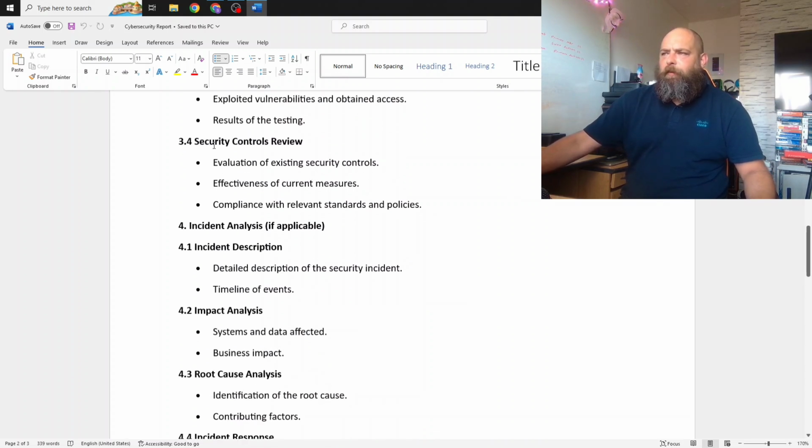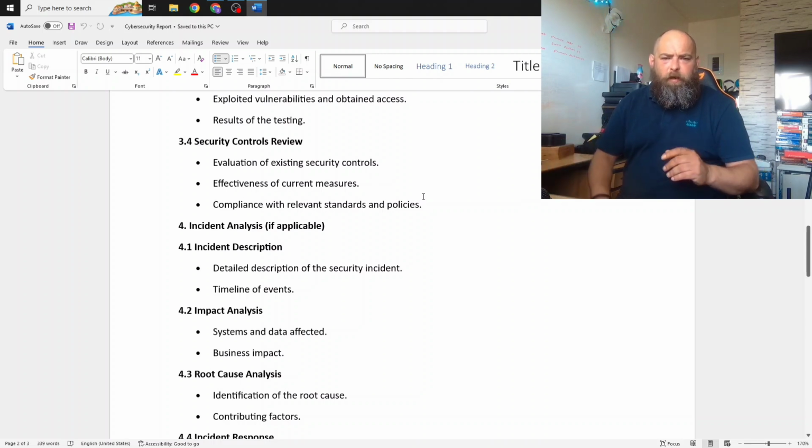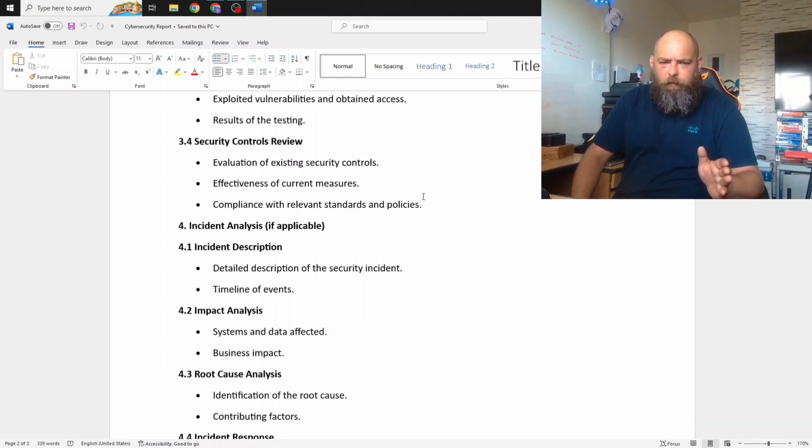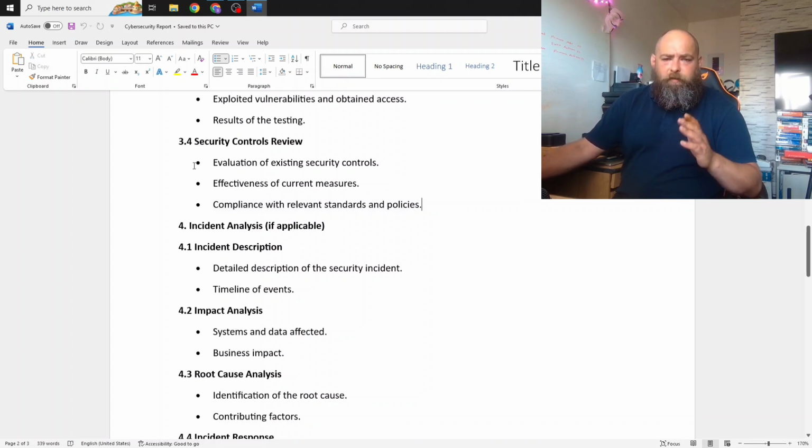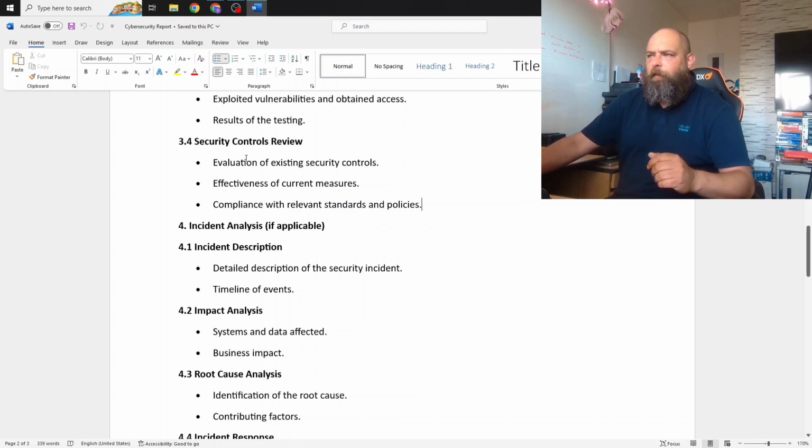Now 3.4 sees us with security controls review, so it'd be an evaluation of existing security controls, the effectiveness of current measures, and compliance with relevant standards and policies. Now with this, at least here in the UK, you've got something called SIA, which is the Security Industry Authority, I do believe it is. So that would also fall within the scope of that. So you would need to detail that where appropriate, should you have security guards and CCTV on premises.